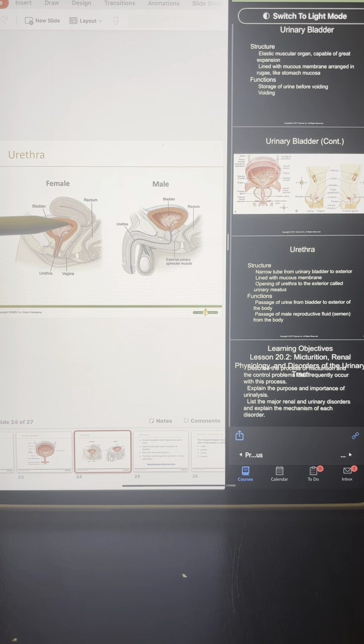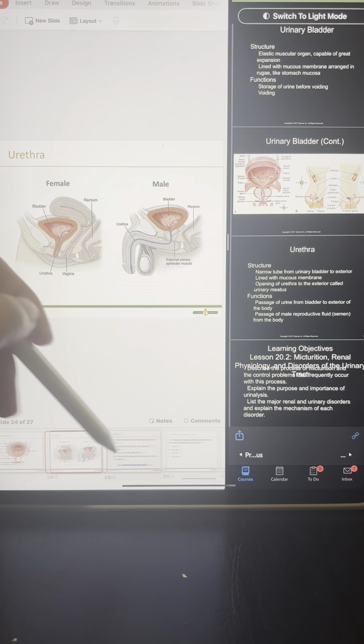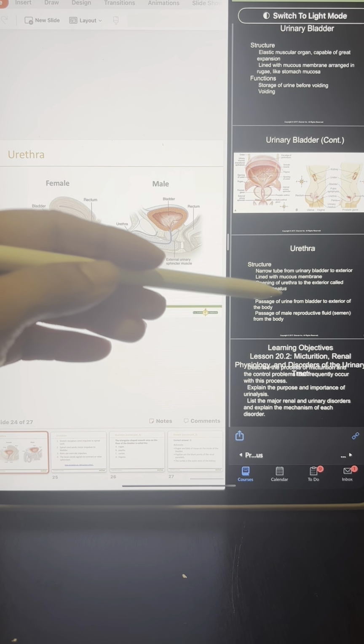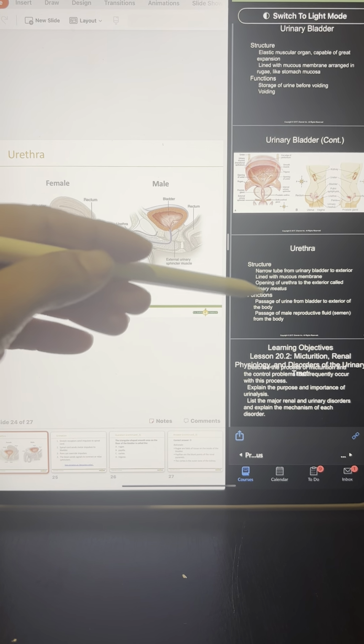And you can see our bladder here for females, and our uterus sits here. So when we get pregnant and that baby grows, that's why it's pushing on our bladder. Here, this is for the men. All right, my urethra.